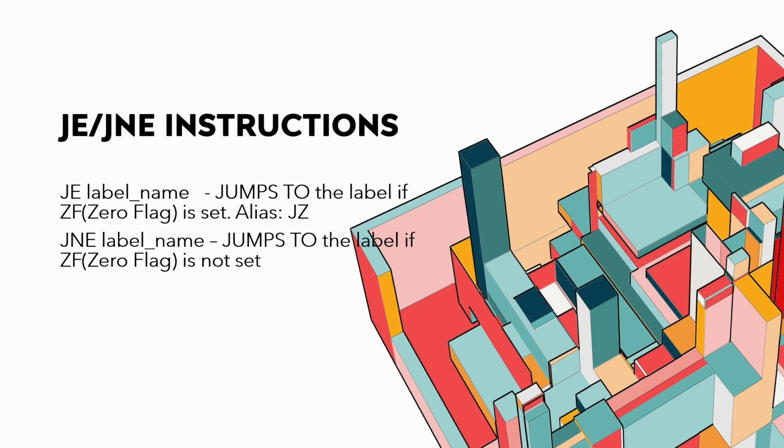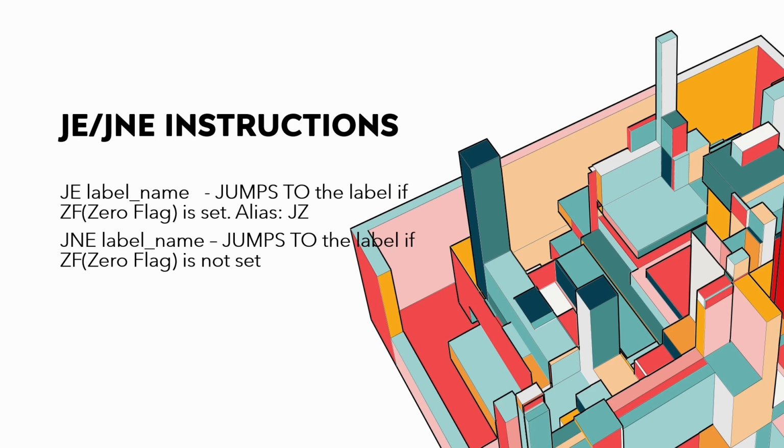So, what are the JE and JNE instructions? Well, JE means jump equal, JNE means jump not equal. Now, we use these with our compare instructions to make certain actions happen. So, for example, JE label_name essentially means jump to the label named label_name if the zero flag is set. And there's also an alias instruction for this called the JZ instruction. So depending which assembler you use will depend which one you should use, but usually assemblers support both of them because they're essentially just an alias of the same instruction, right?